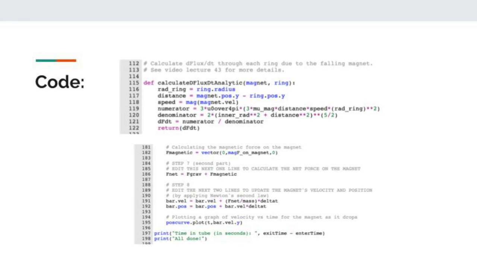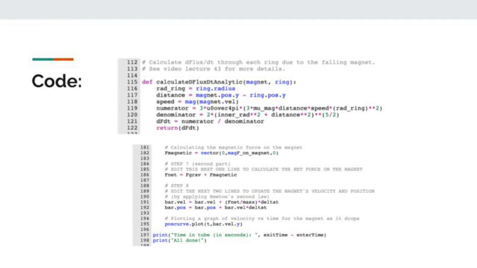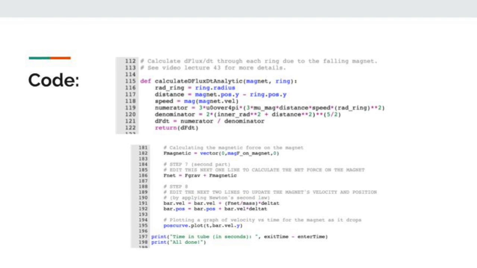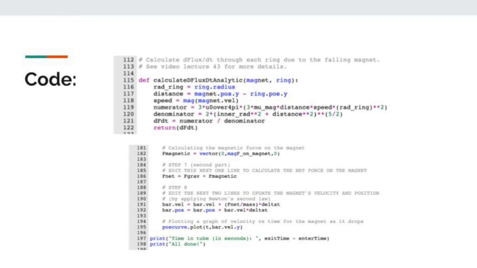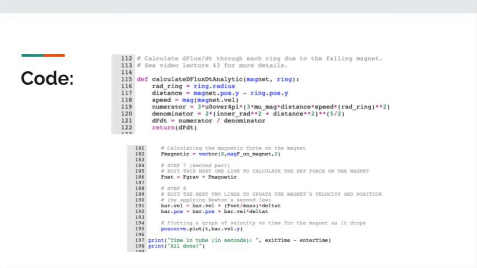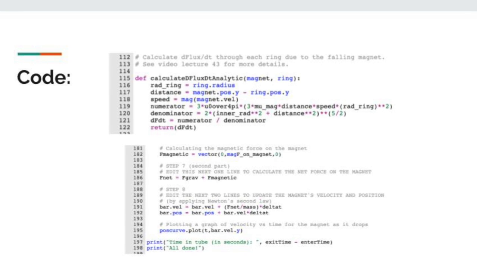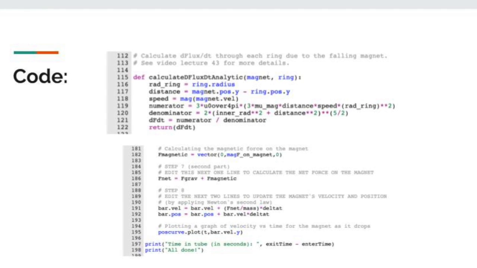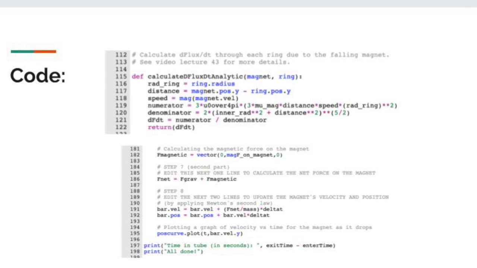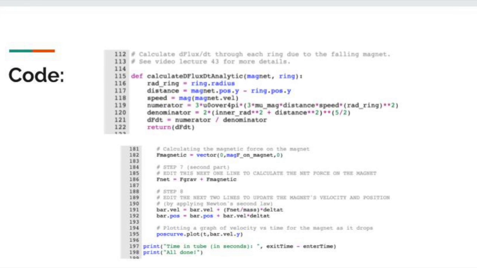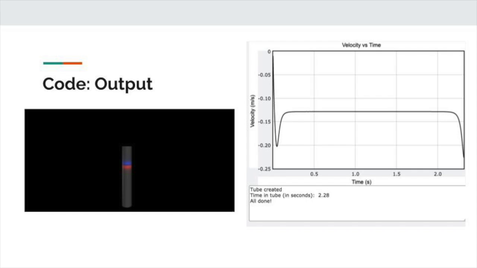Here you can see a continuation of the code, which includes the defining of the function to calculate the flux through each ring due to the falling magnet, as well as the magnetic force and the net force, and the magnet velocity and position, and a graph of the velocity and time of the magnet as it falls, and finally, the total time in which the magnet was in the tube.